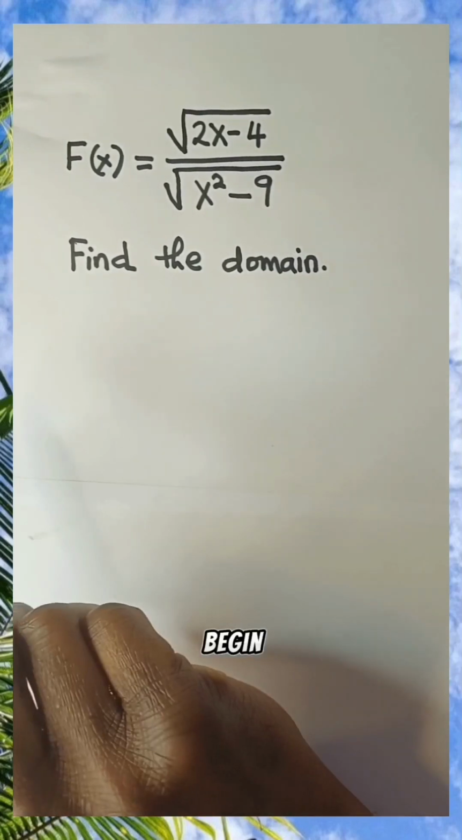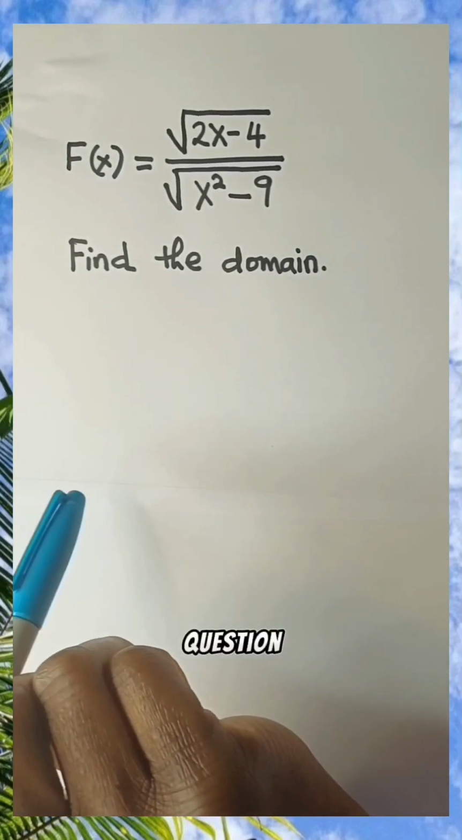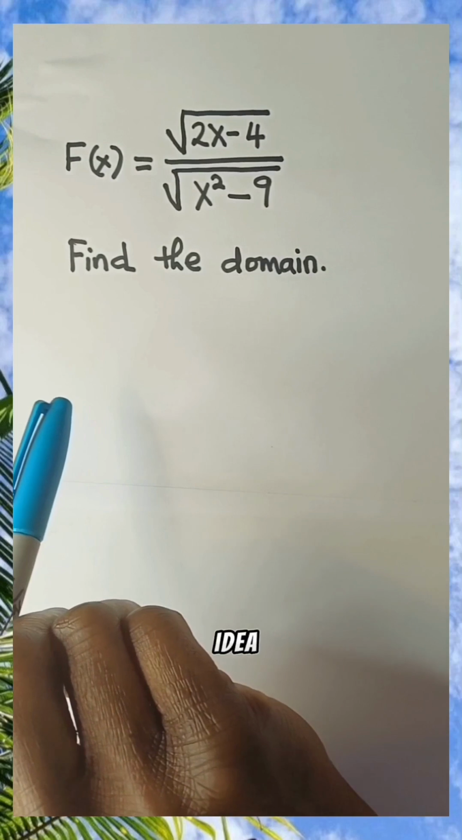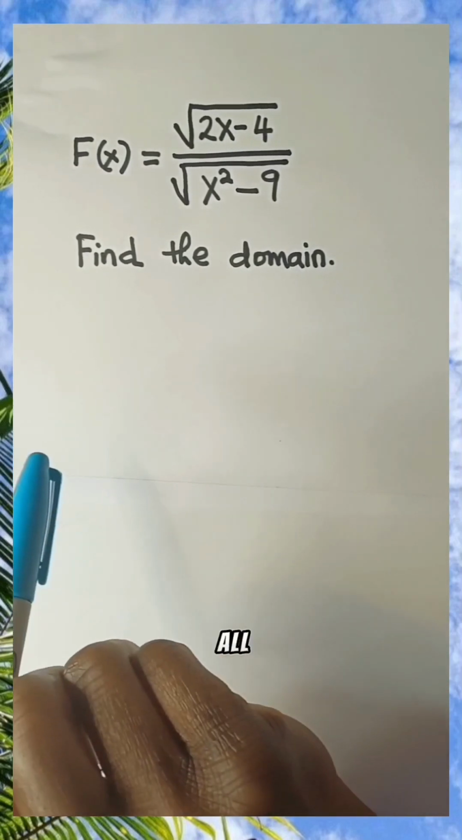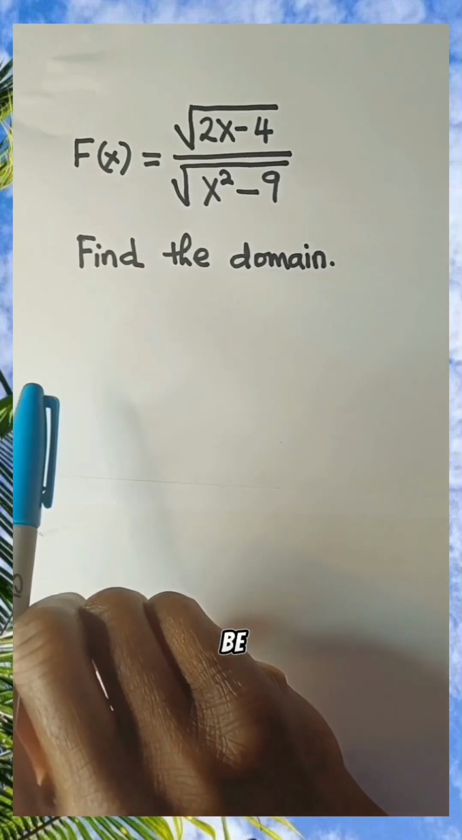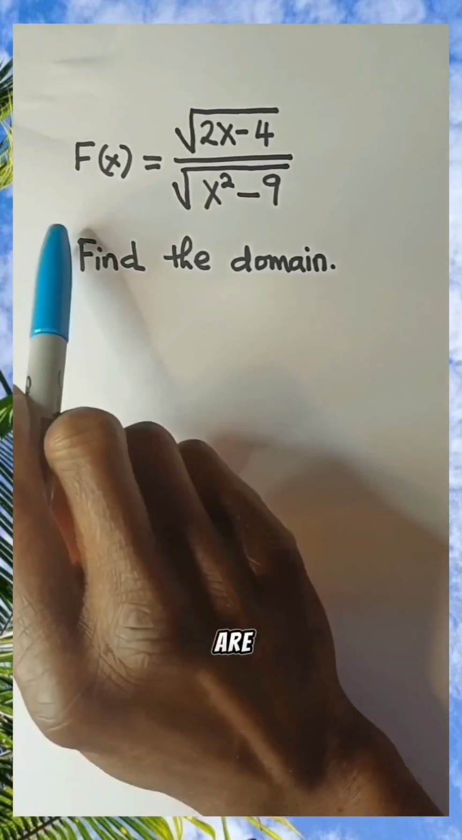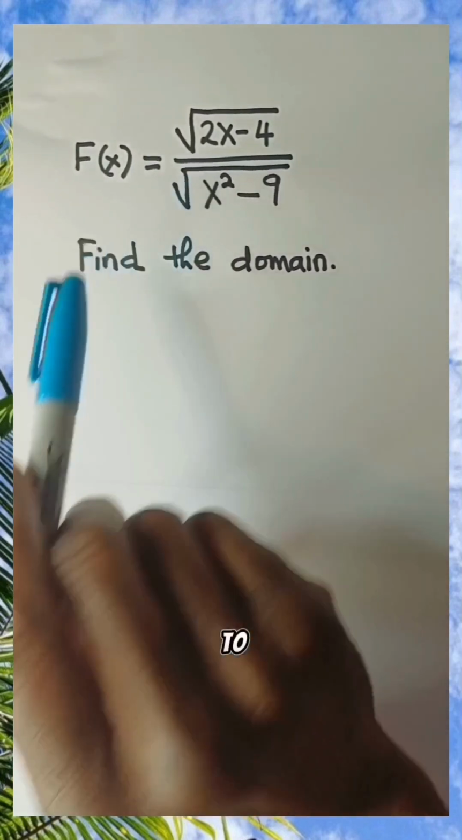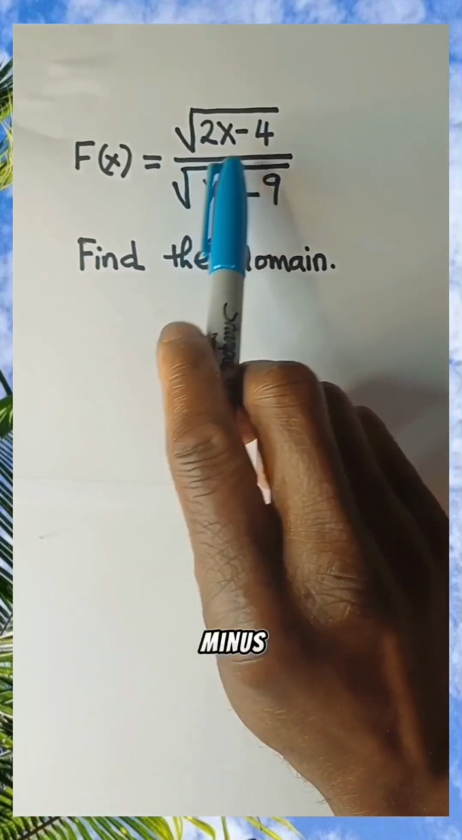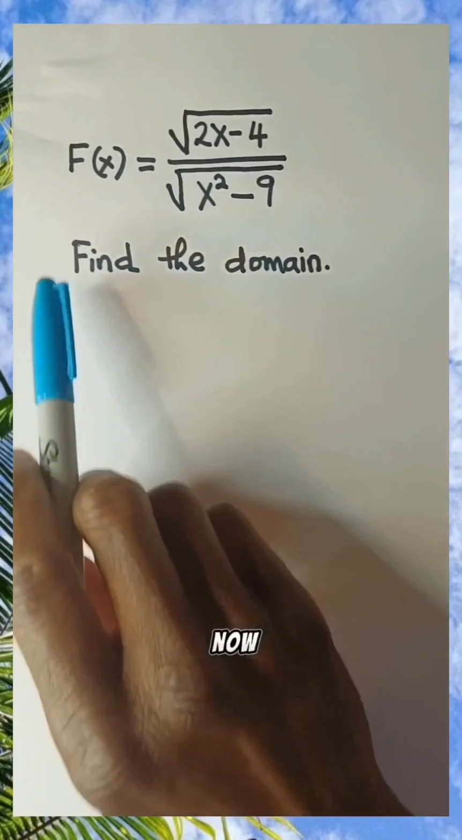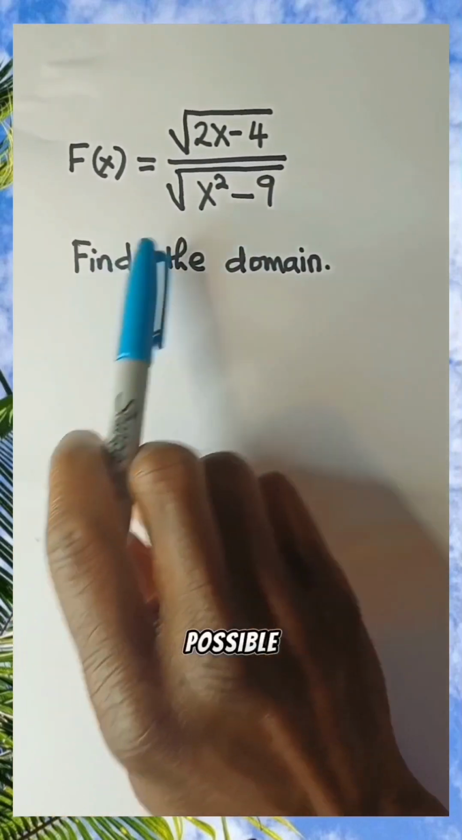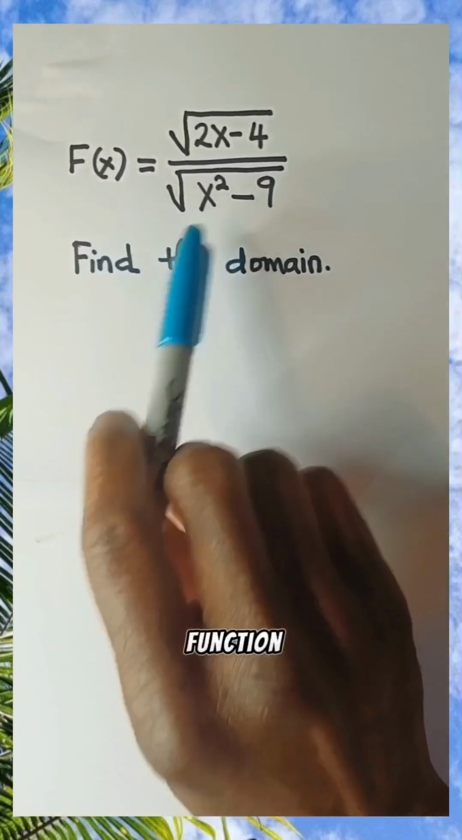Let's begin. Before we start answering this question, it is imperative that we have an idea of what domain means. The domain represents all possible values that s can be in a given function. We are given that f of s is equal to the square root of 2s minus 4 divided by the square root of s squared minus 9. Now, we are going to find the possible values that s can be in this function.